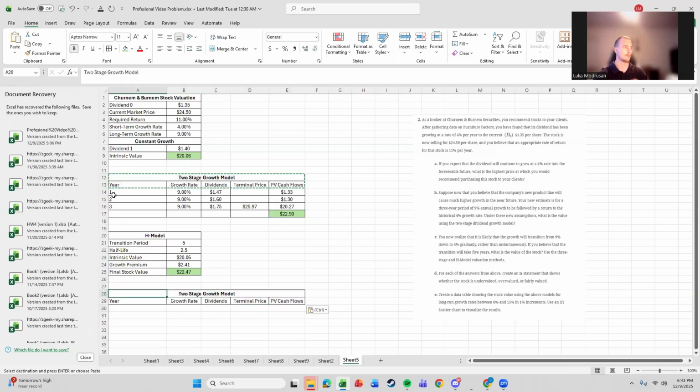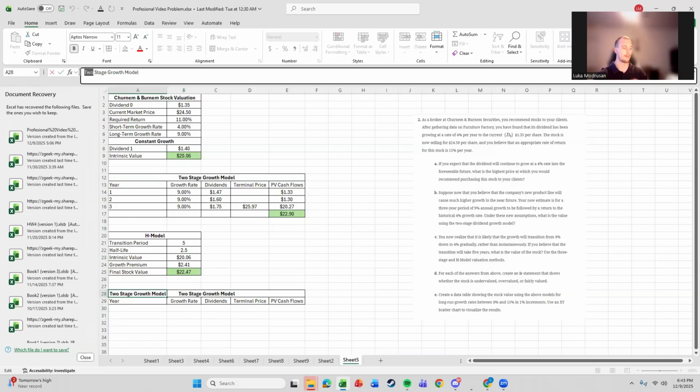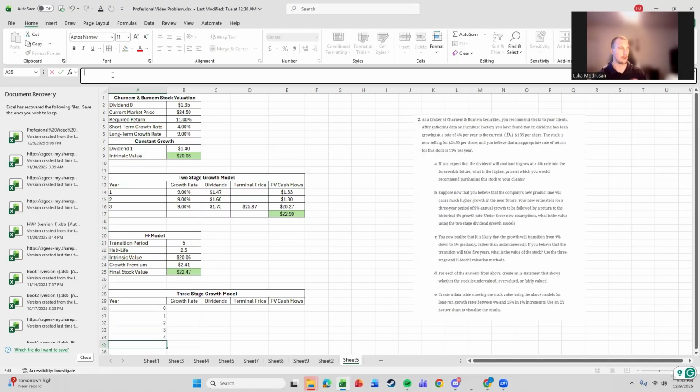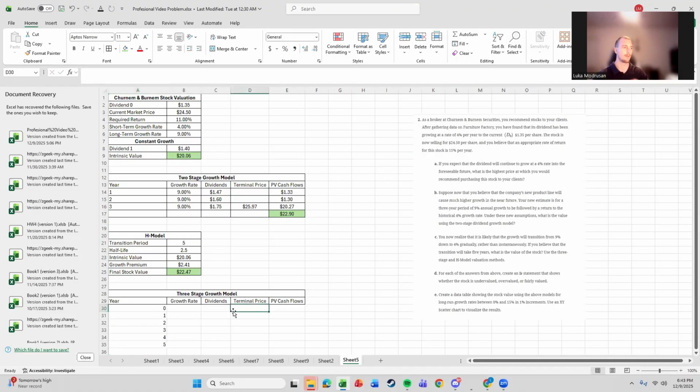And then let's just rename this to the 3-stage. So for this one, we're going to need 0 because of that, the growth dissension of the percentages. So let's move that down.